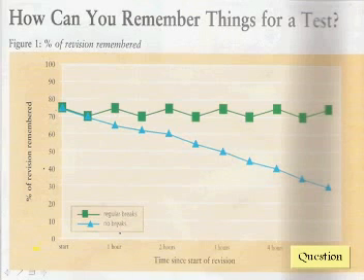Okay, I hope you have come up with something. Okay, here again, please look at the title. I remind you, our aim now is to find the main idea of the whole text. You can find this if you look at the title. How can you remember things for a test? This is a question, and you will have the answer in the text. And of course, if you have a close look at this graph, you will have the answer of this.